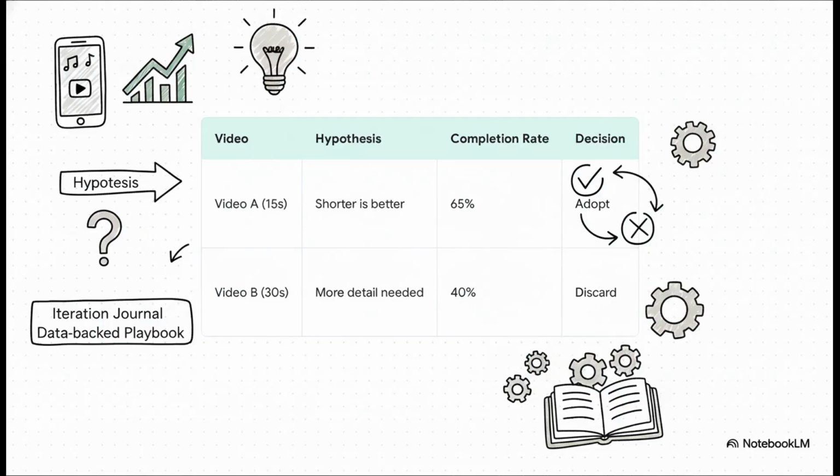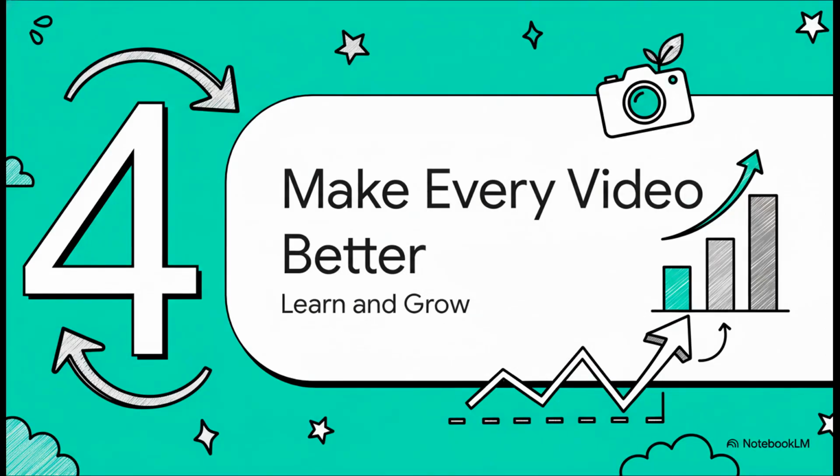And this is how you document it. You start a simple iteration journal. It can just be a spreadsheet. You track the video, what your hypothesis was, the key metric you were watching, and your final decision. I'm telling you, over time, this document becomes your personal data-backed playbook for what actually works for your audience. It's a goldmine. So when you start putting all of these steps together, you completely change the game. You stop just throwing content at the wall and hoping something sticks. Instead, you start building on your wins, learning from your losses, and making every single video you create just a little bit better than the last one.